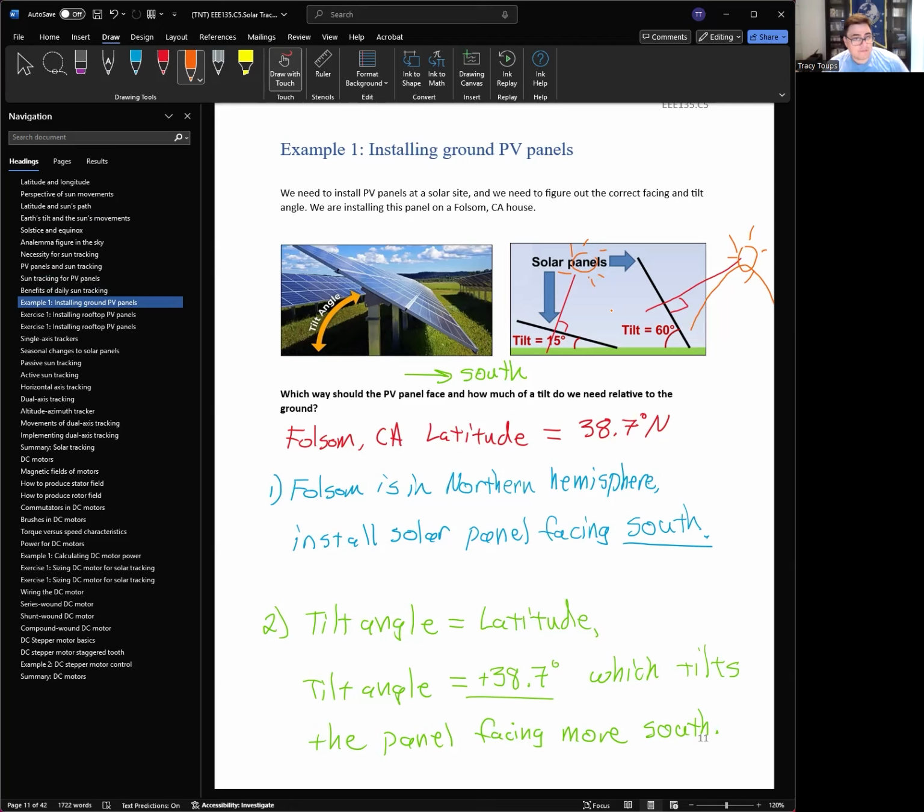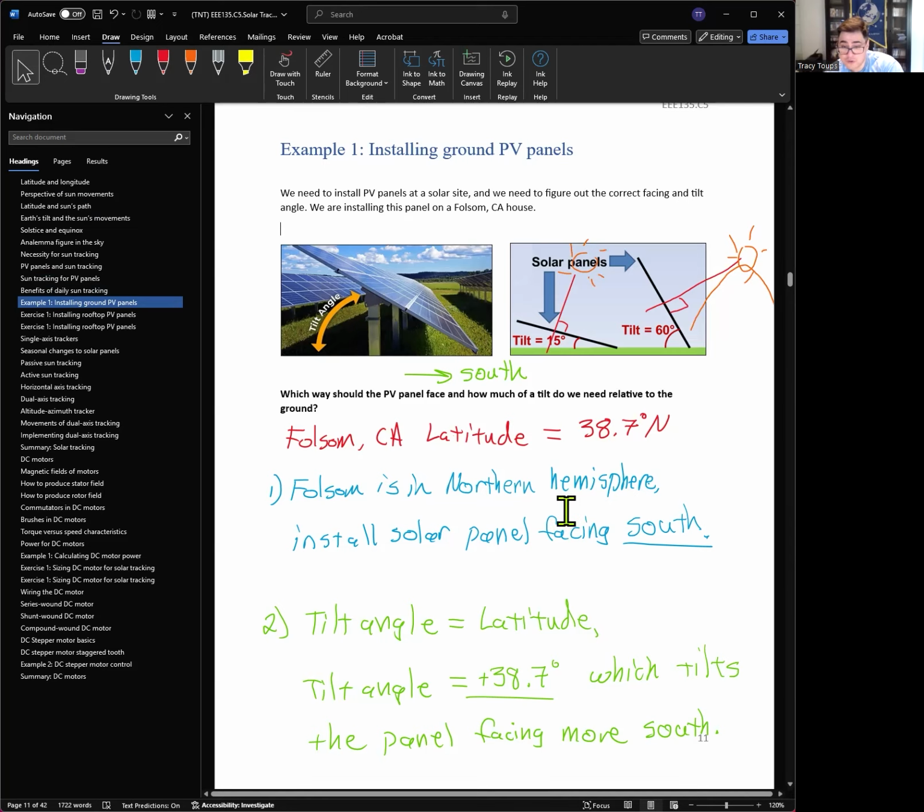So how do we do this? What's our criteria? Well, number one, where's Folsom, California? Is it in the northern or southern hemisphere? And what's the latitude? We can look that up on Google. Latitude is 38.7 degrees north. So the north latitude means we're in the northern hemisphere.